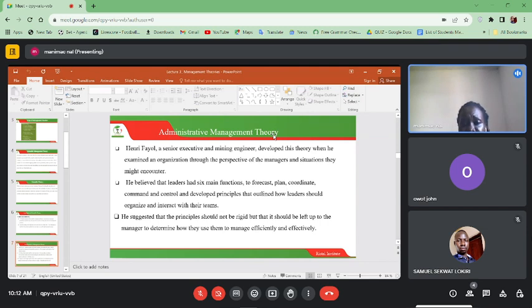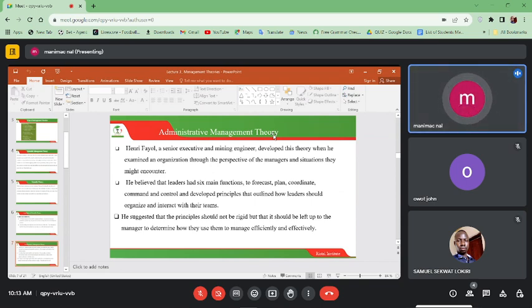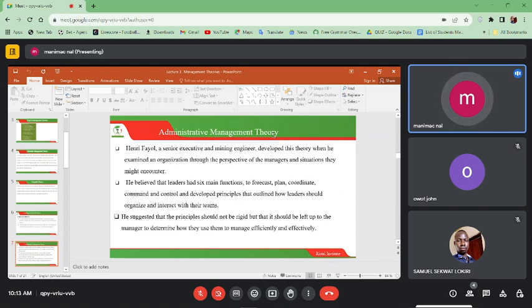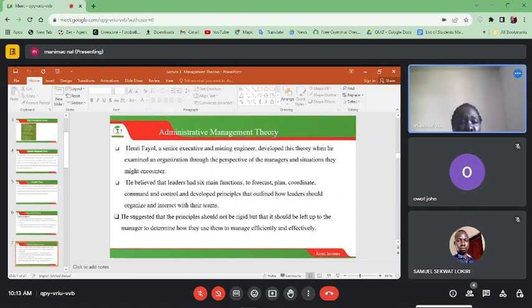The second theory is administrative theory, under classical theory. This theory was developed by Henri Fayol, a scholar and engineer in France. He was a senior executive and mining engineer who developed this theory. In his discovery, he examined an organization through the perspective of managers and the situations they might encounter. He believed that leaders must have six functions: to forecast, to plan, to coordinate, to command, to control, and to develop principles that outline how leaders should organize and interact with their teammates or employees.